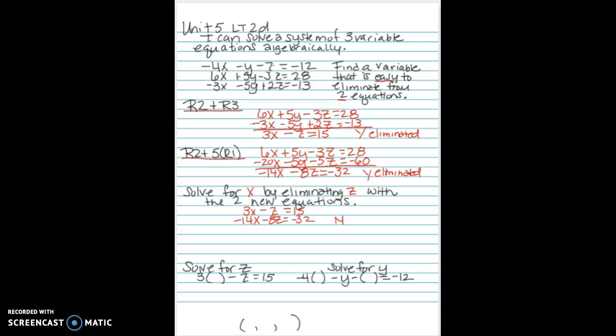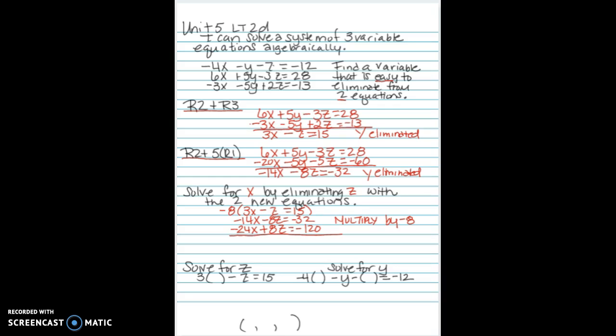So if I were to multiply the top equation by negative 8, I could then add that to the bottom equation. So negative 8 times that top equation. Negative 8 times 3x, negative 24x. Negative 8 times negative z is positive 8z. Negative 8 times 15 is a negative 120. I'm going to add that to that second equation.